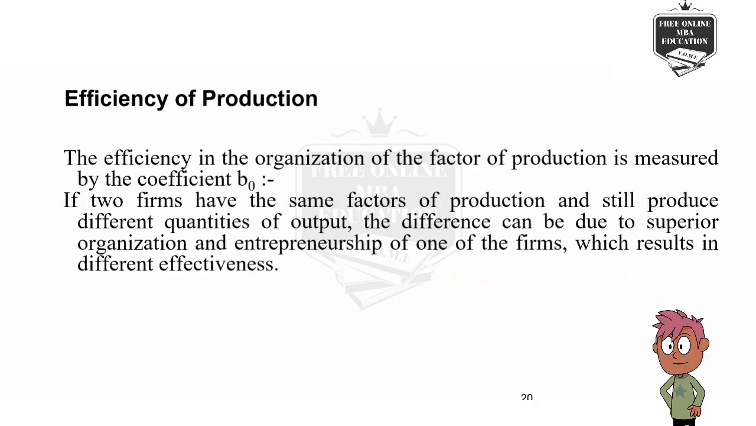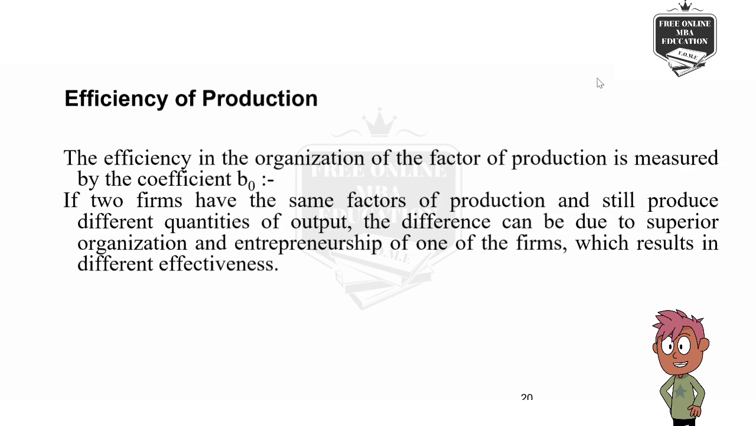Now, important concept of efficiency in production. We'll talk about a coefficient with respect to B naught. Now, B naught is what? B naught is a hypothesis which says that should I choose option A or should I choose option B? Now, if two firms have the same factors of production, and within that same factors of production, they still produced different quantities. Factor of production is the same, but the output by both the firms is different, right?